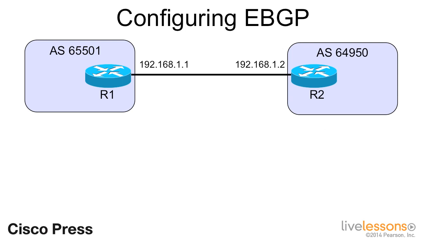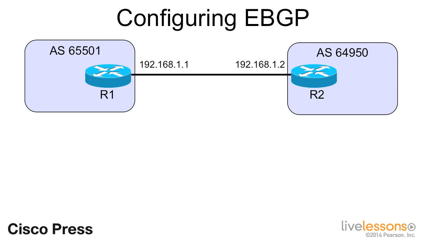Recall from the first lesson that these are private AS numbers, just as the IP addresses used in this example are private IPv4 addresses. That's just for this example. BGP can use any combination of public and private AS numbers and public and private IP addresses.